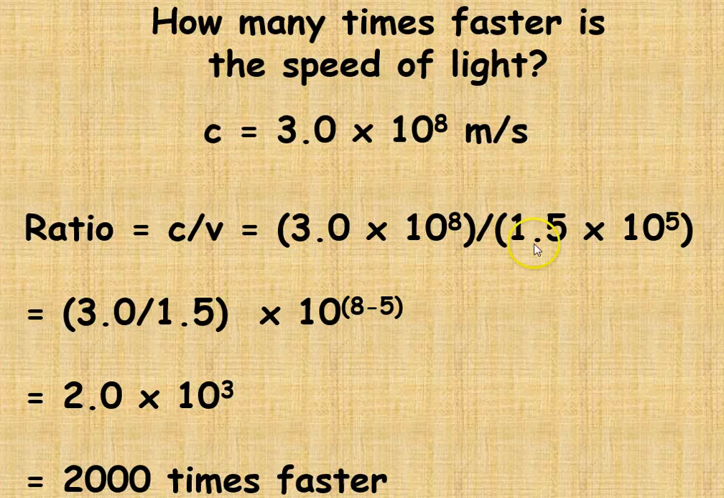Now, one quick way to do it would be to divide the prefactors first. So 3 divided by 1.5. That, of course, gives you 2. You would then follow by dealing with the powers of 10, and since you're dividing by 10 to the 5th, you're really subtracting 5. So this is 10 to the 8th minus 5. In other words, it's 10 to the 3rd. So your final answer here would be 2 times 10 to the 3rd, or 2,000 times faster.